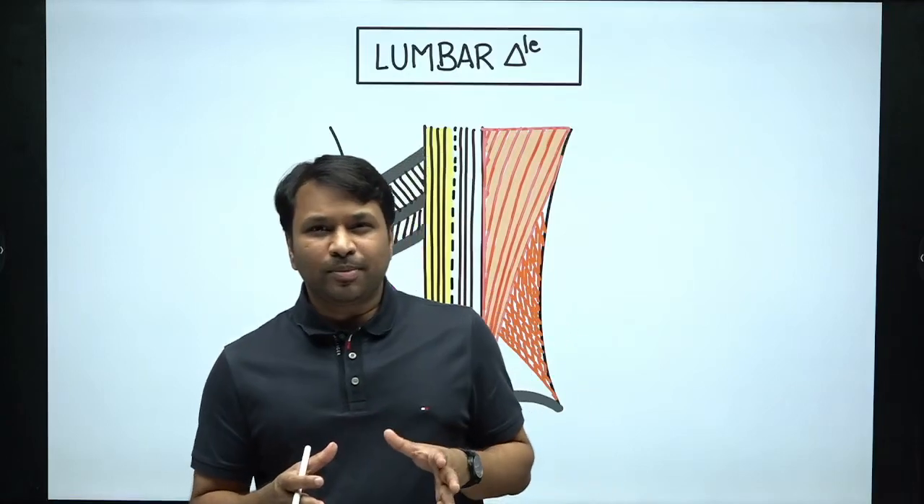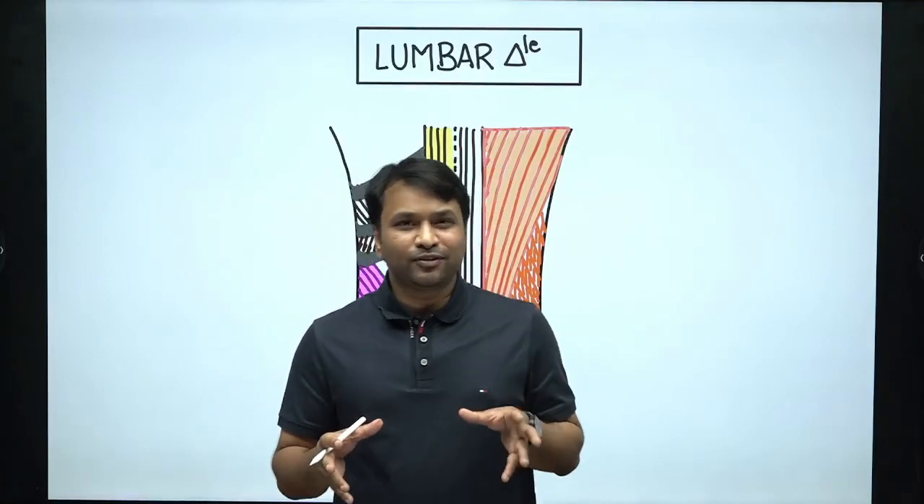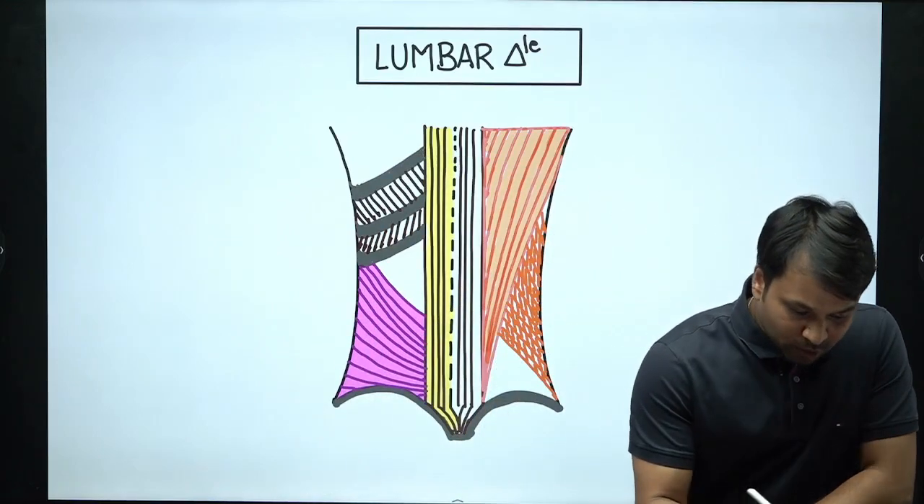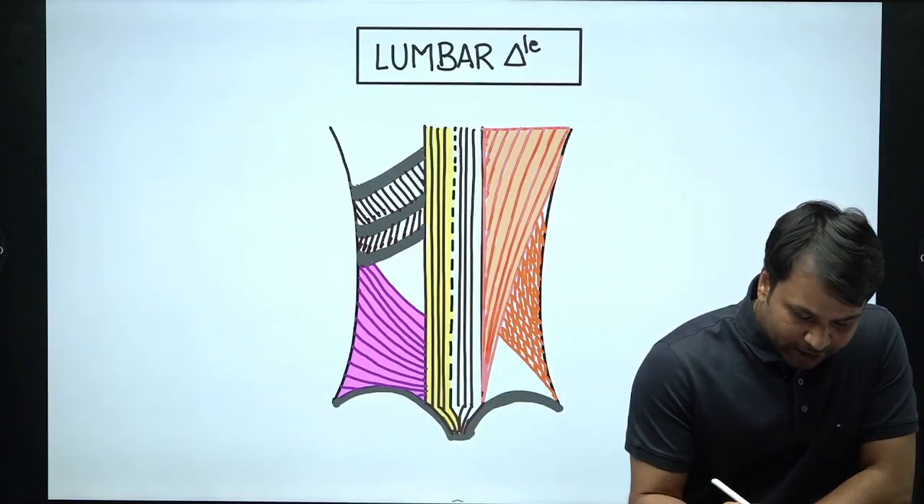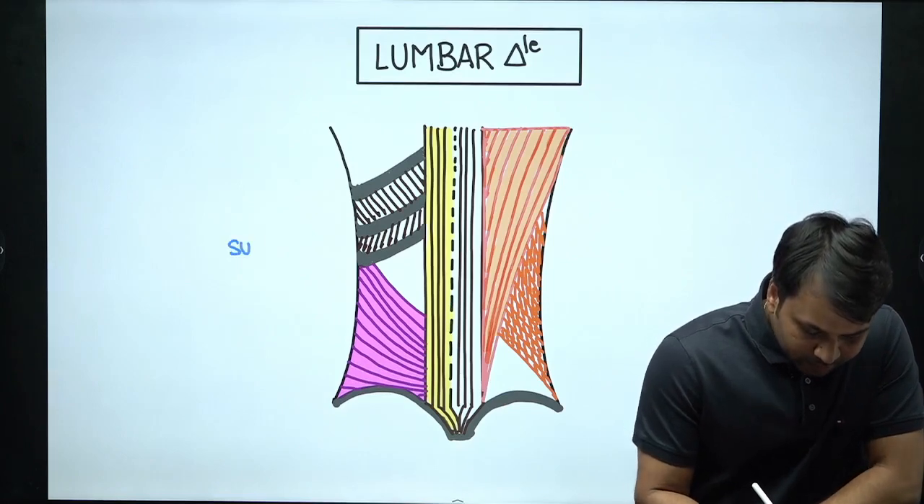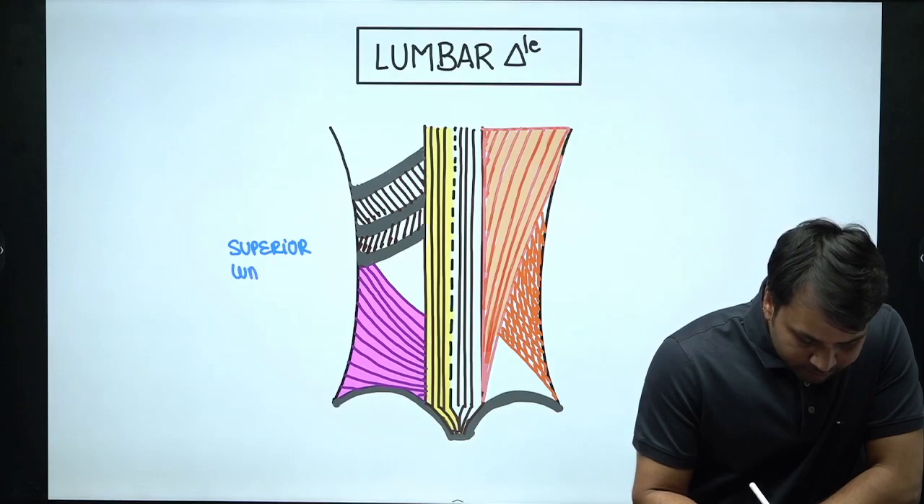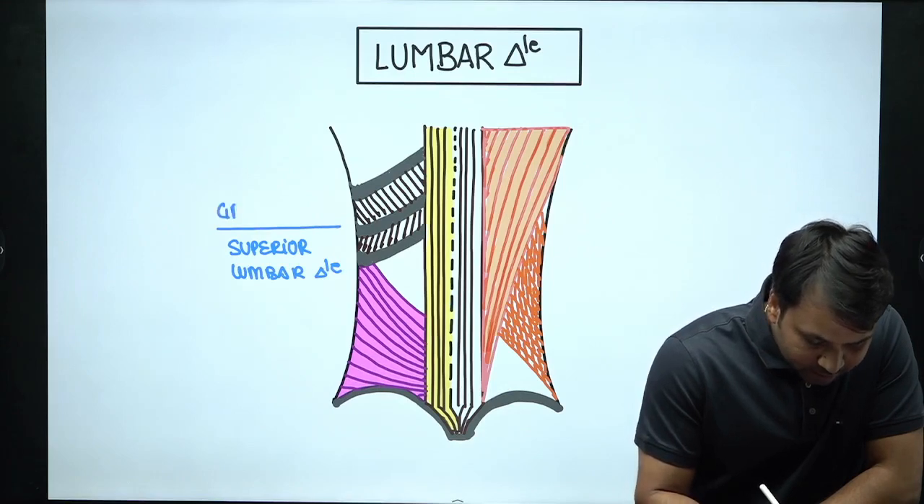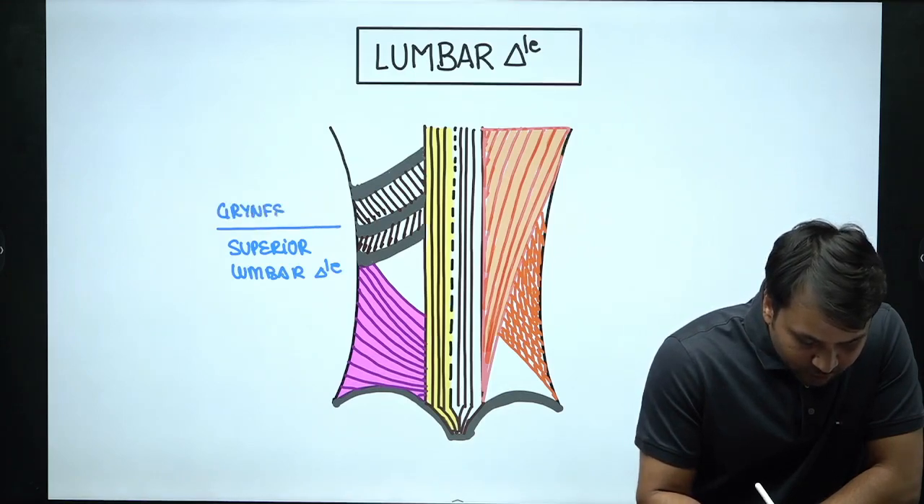Hi guys, let's talk about one of the tricky triangles that you have in hernias, and that are your lumbar triangles. Now you have two lumbar triangles. One, we call it the superior lumbar triangle. This is your superior lumbar triangle, which is also referred to as the Grynfeltt triangle.